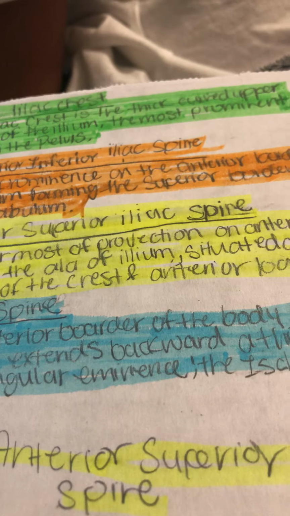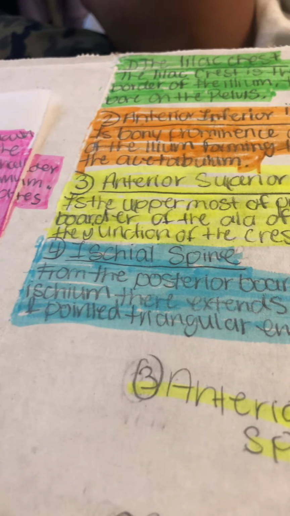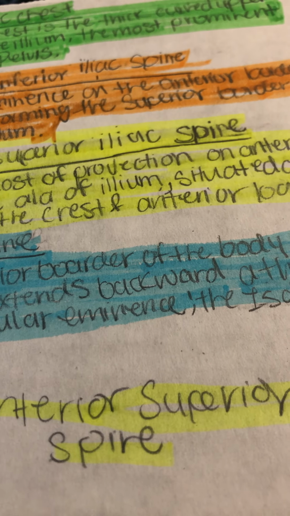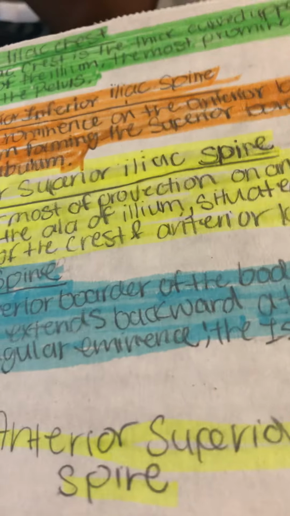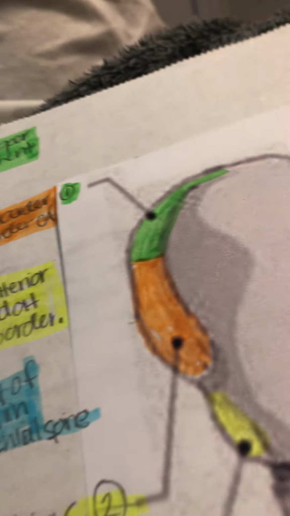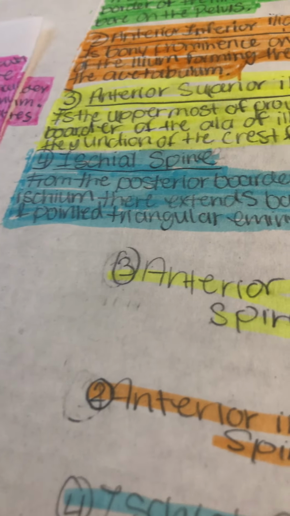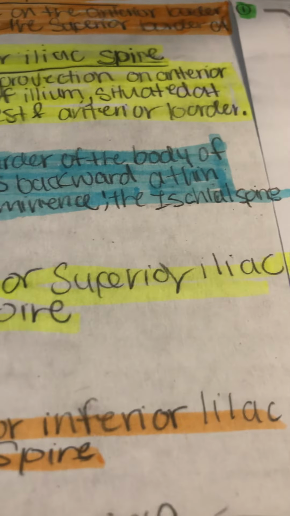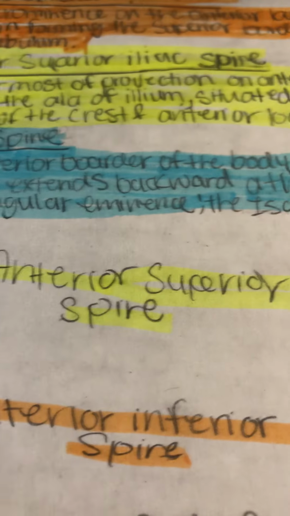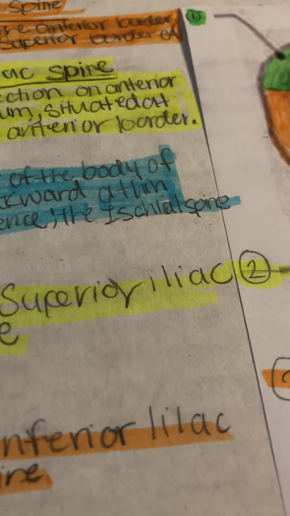Number 3, anterior superior iliac spine is the uppermost projection of the anterior border of the ala of the ilium, situated at the junction of the crest and anterior border, which is right here, and it points to right there. Number 4 is the ischial spine, from the posterior border of the body of the ischium. There extends backwards a thin and pointed triangular eminence, the ischial spine, which points to right here.